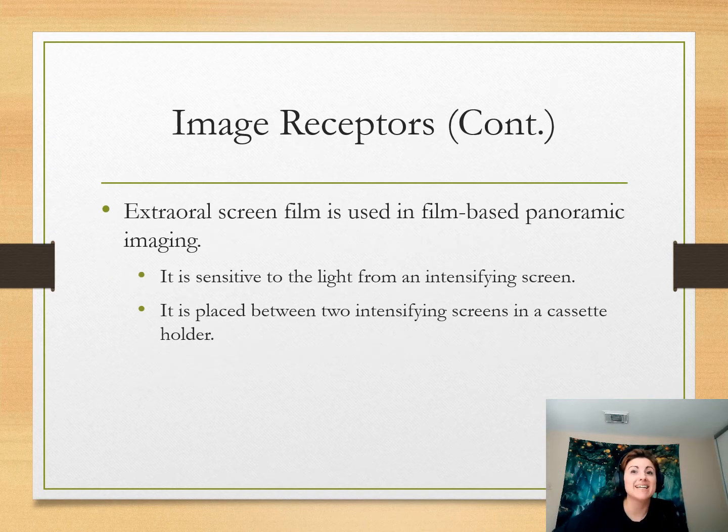All right, so here it is again. Image receptors. Extraoral screen film is used in film-based panoramic imaging. It is sensitive to light, so it needs to be placed inside a cassette that has intensifying screens, and it's usually placed in between 2 intensifying screens inside the cassette holder. Cassette holders can be flexible or hard, by the way. Just keep that in mind. When it is placed inside there, it must be marked with the right or the left. We just spoke about that.